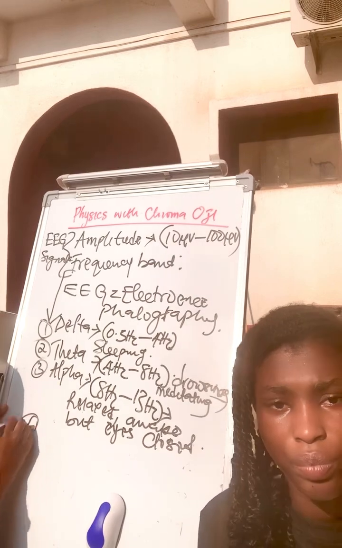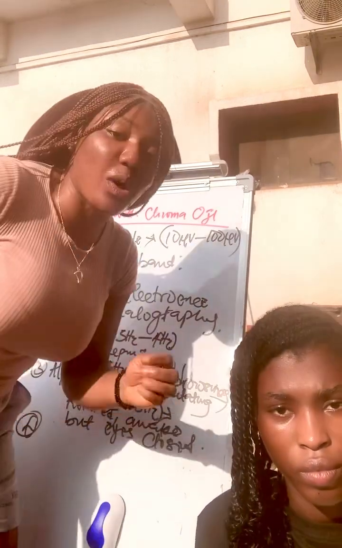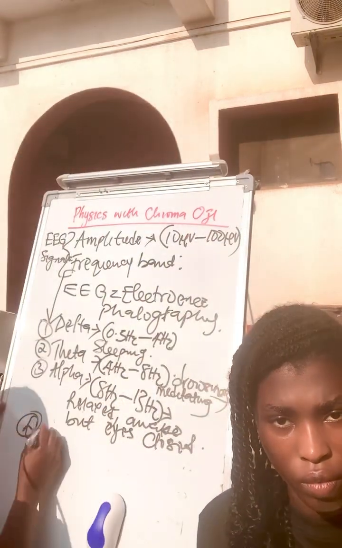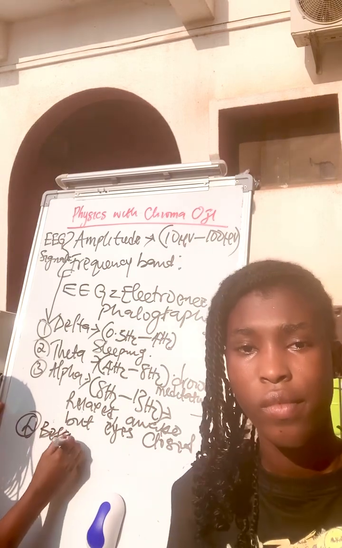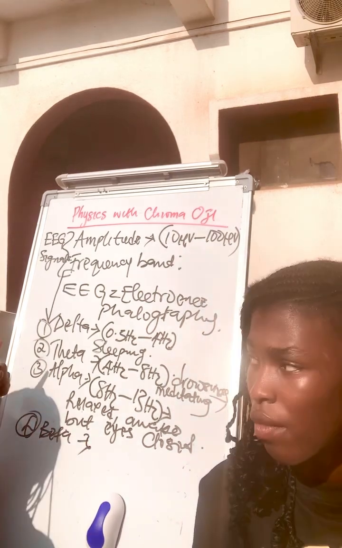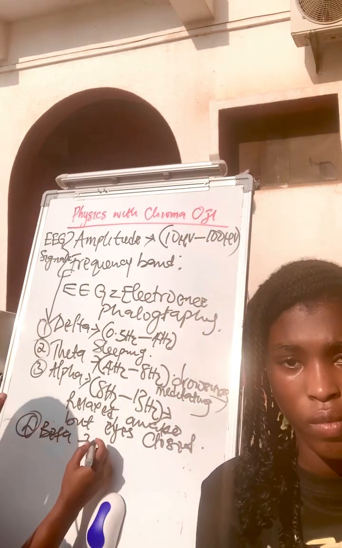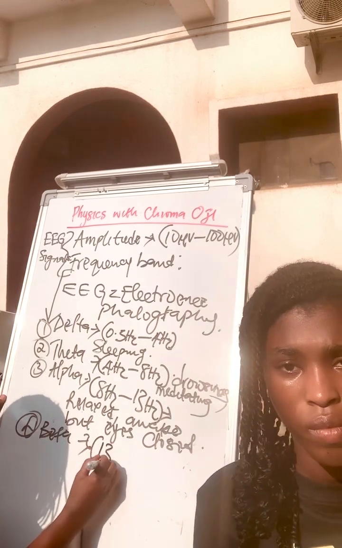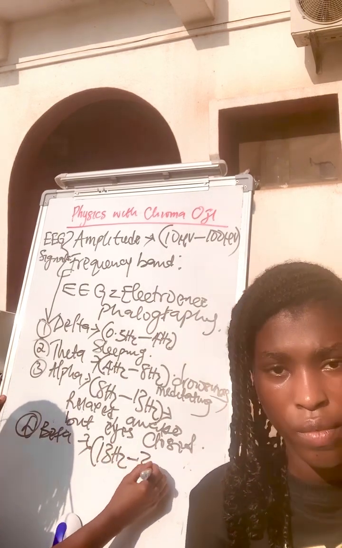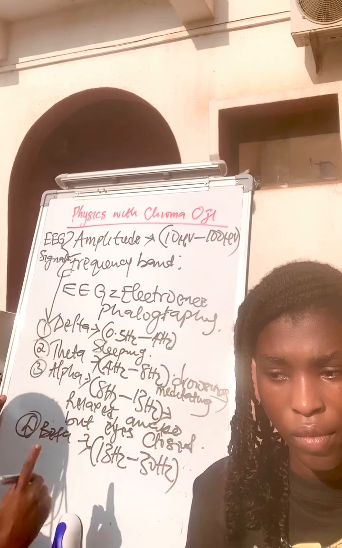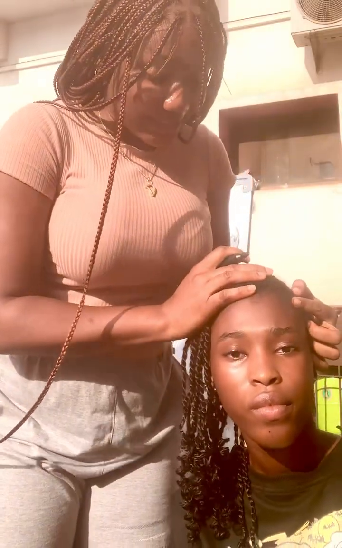Now let's go to the 4th stage. The 4th stage is what we call the beta stage. In the beta stage, what you have is frequency between 13 Hz to 30 Hz. Hz, remember, is the frequency. You are very awake in the beta stage. You are paying attention. You are thinking.